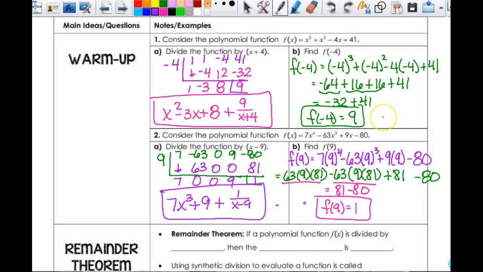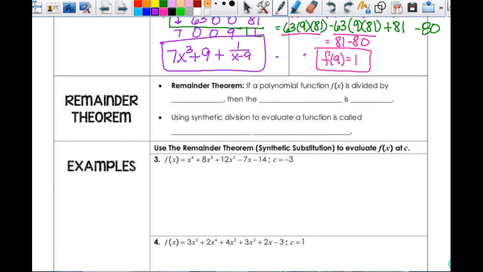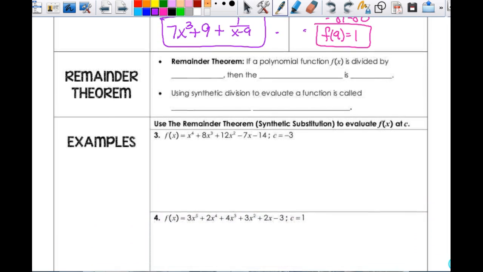Make sure when you're writing answers, most of you are doing a very good job of this, but not everybody, that it's not just 9. F of negative 4 equals 9. You have to label your answers. Right? So this process, even though we're doing synthetic division, what it's called, oh, we'll get to that in a minute. I'm jumping ahead of myself.